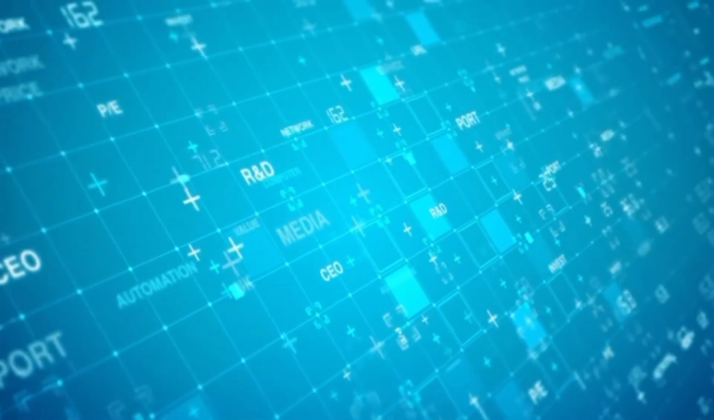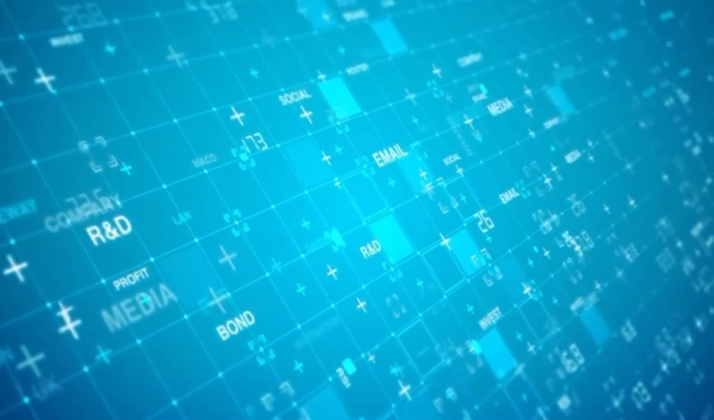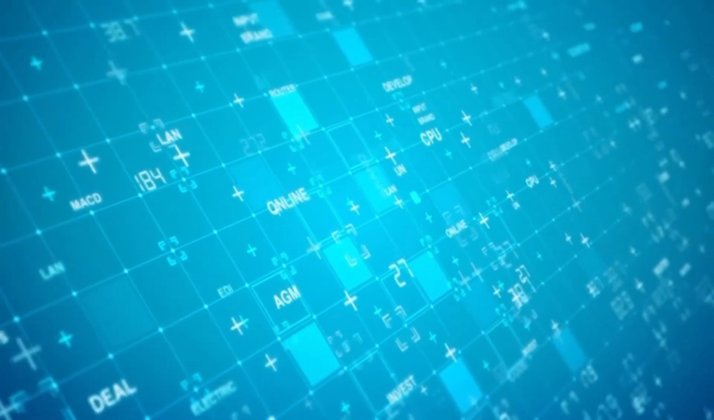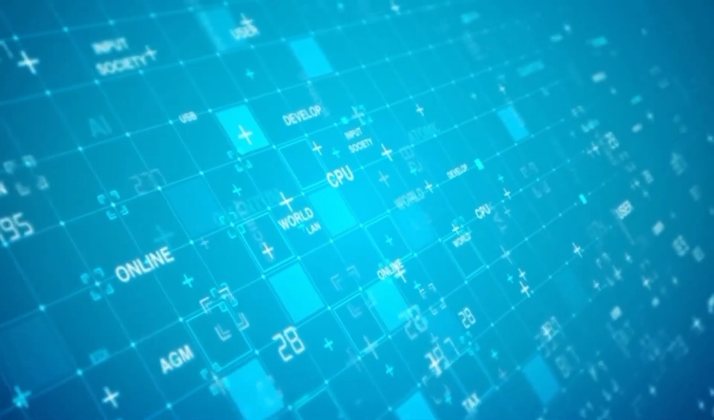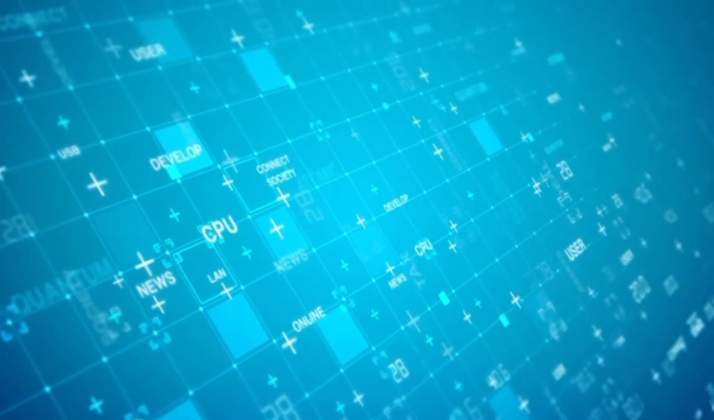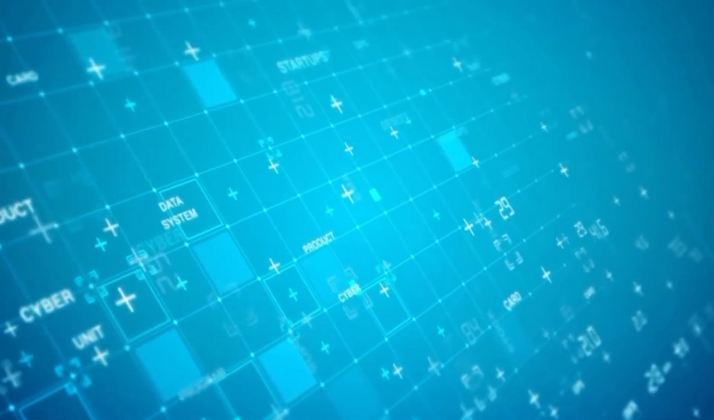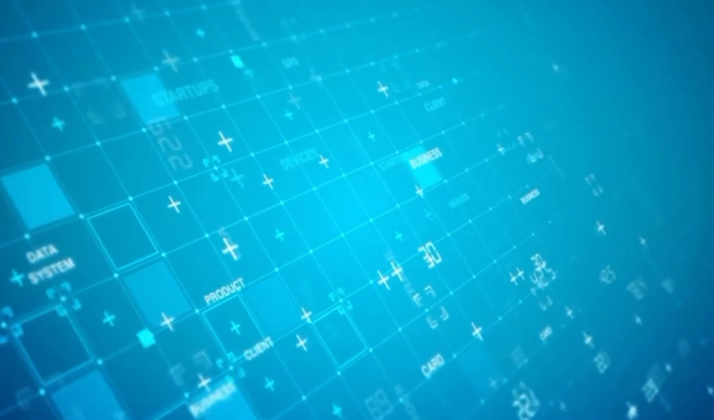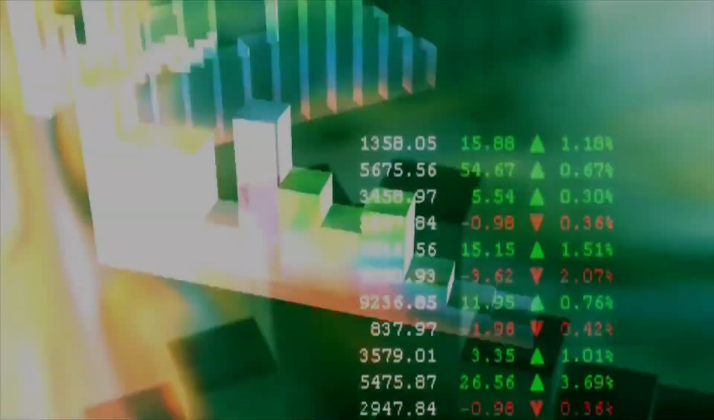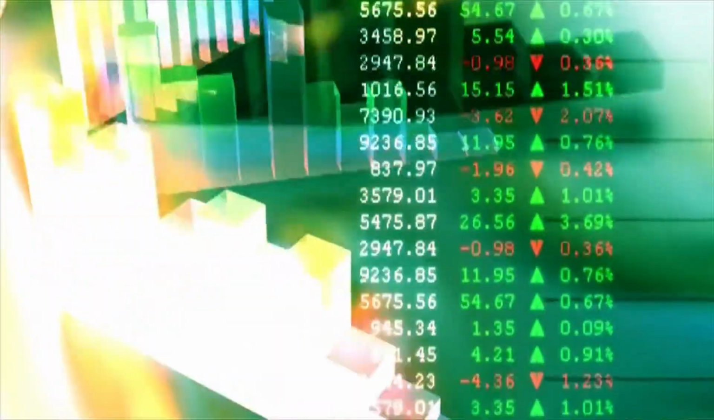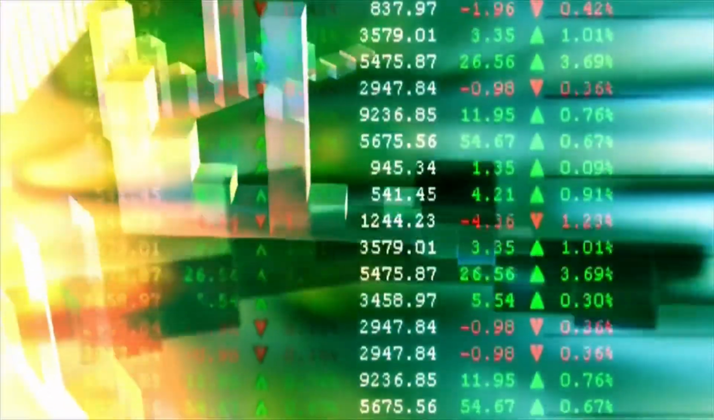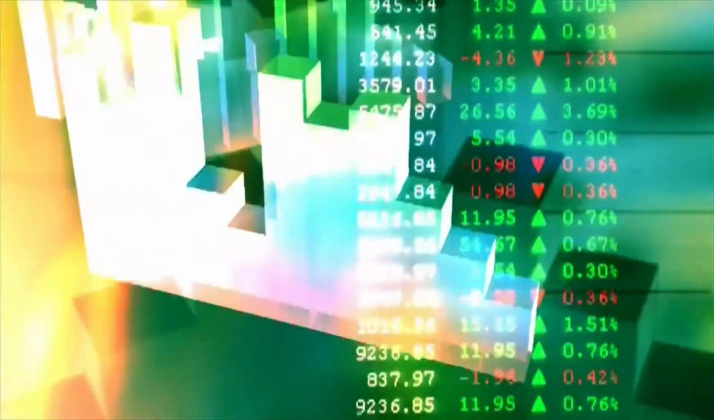When looking at stocks, it's definitely important to understand why they go up and down. The price of a stock is determined by supply and demand, meaning if more people are buying a stock than selling it, then the price of that stock will go higher. And if more people are selling a stock than buying it, then the price of that stock will go lower.